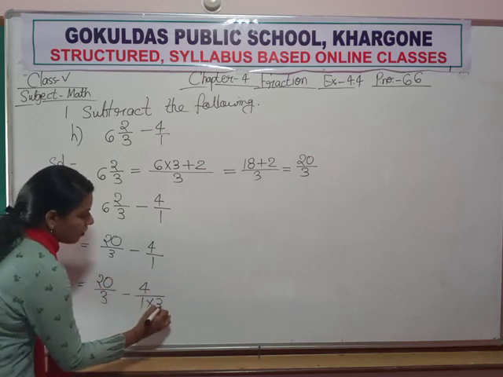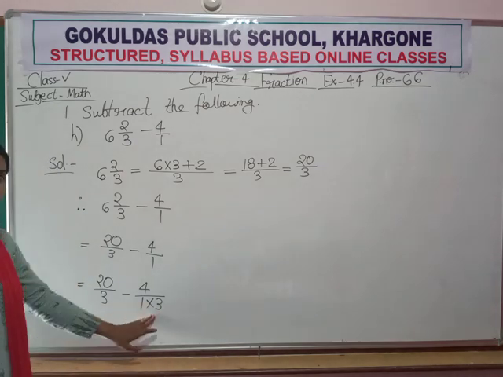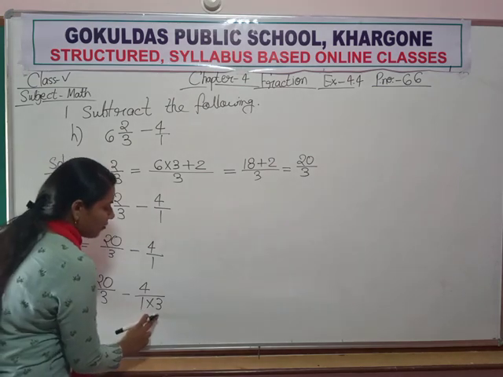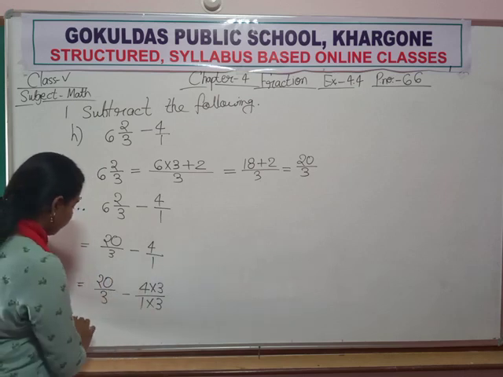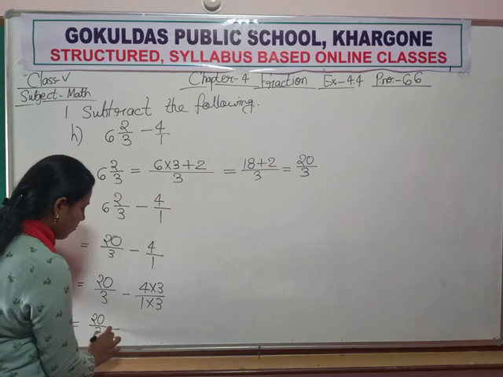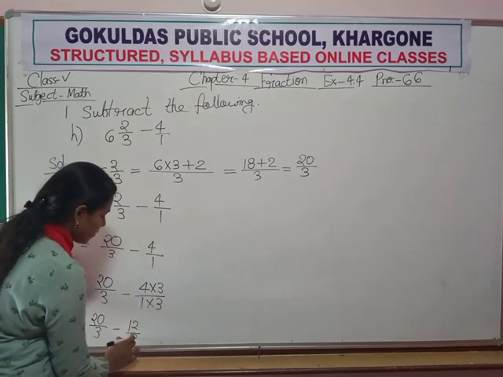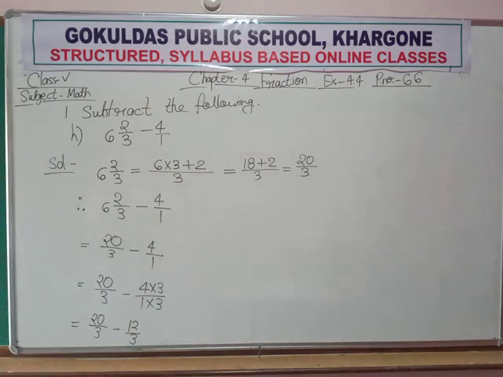If I multiply 3 with 1, my denominator will be 3, right? Then both the denominators will be the same. So if I am multiplying 3 in the denominator, I need to multiply 3 in the numerator also. Now 20 upon 3 minus 4 into 3 is 12 upon 1 into 3 is 3. Now observe that both the denominators are the same, which means we have converted them into like fractions.